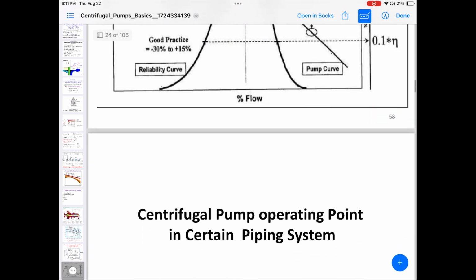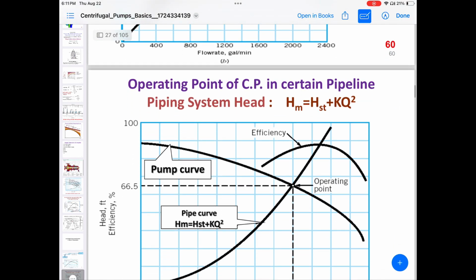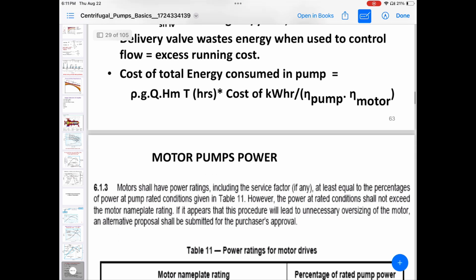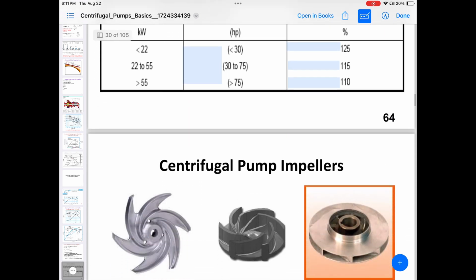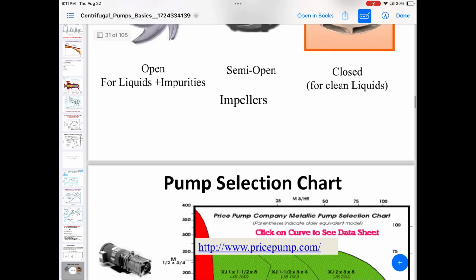There is a curve in this picture. This is also a pump curve, which depends on the engineering design for the capacity and how the operating system is going. See these pictures of the motor pumps. The centrifugal pump impellers are open impellers, semi-open impellers, and closed impellers.